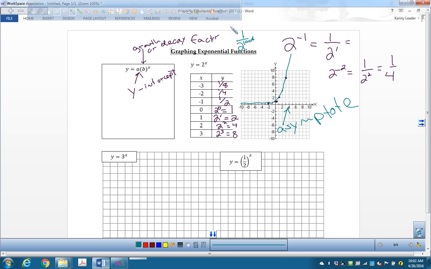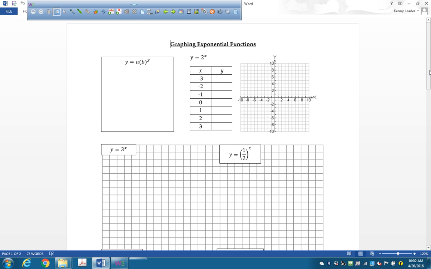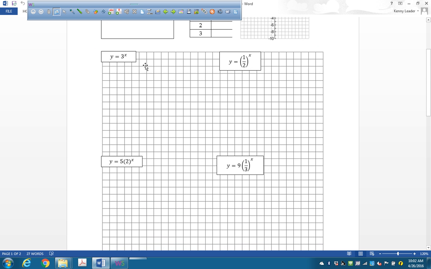All right. So let's move on to another one. Okay. We're gonna try 3 to the x. I'll tell you, it looks a lot like that one. Okay. 1/2 to the x. Let's look at this one. I don't want to do all of them because it'll take too much time. We'll do like 3 of these.